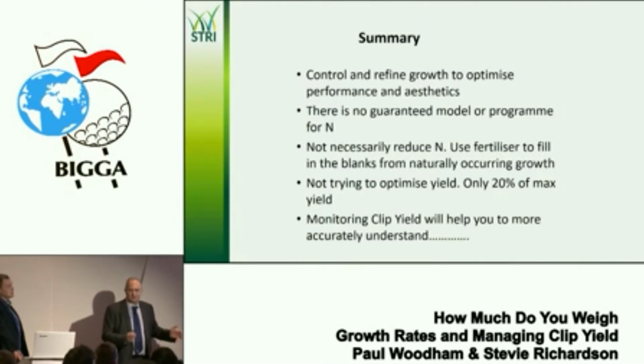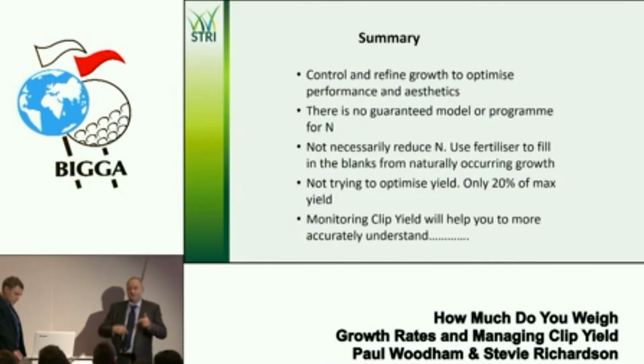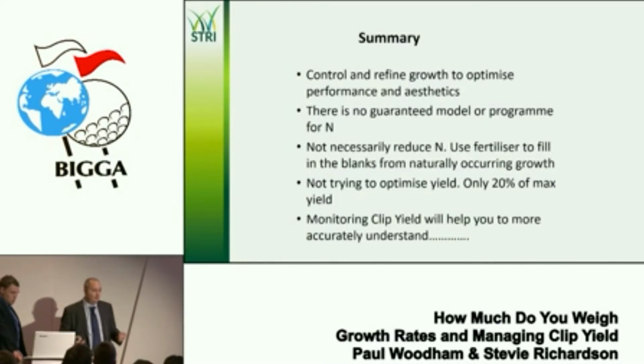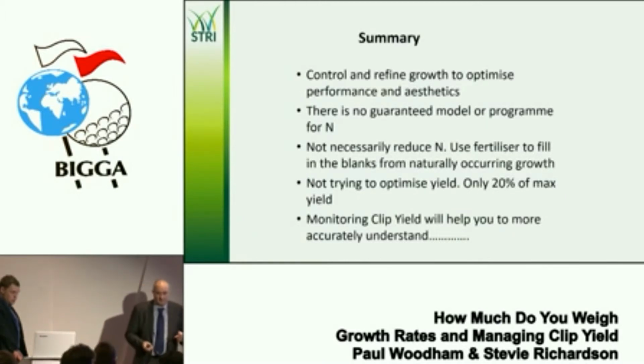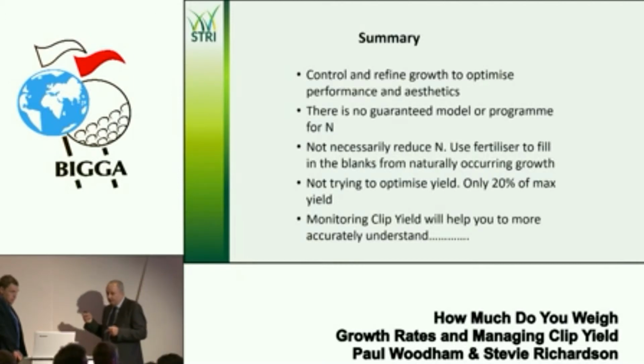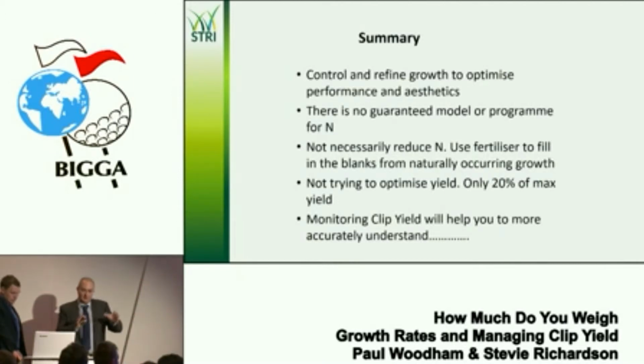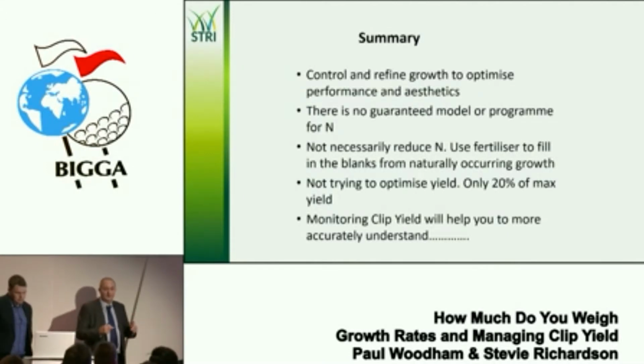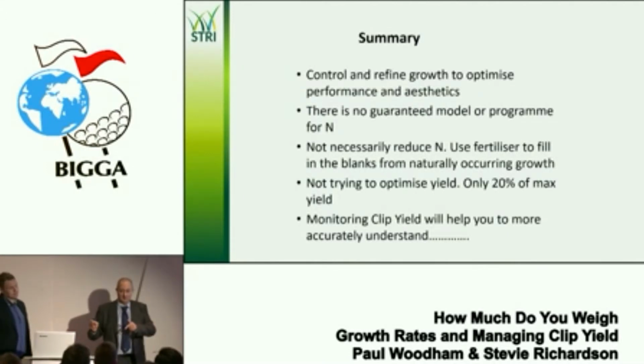So much changes throughout the course of the year in terms of freely available nitrogen, and 50% of the nitrogen the grass plant will need will be freely available in soil solution through mineralisation. So our aim is not necessarily to reduce the nitrogen, it's to understand what's freely available, how it's been used, and use fertiliser then to fill in the blanks.